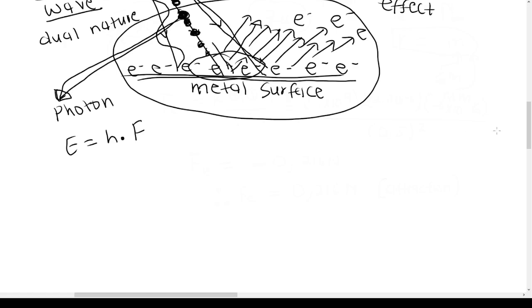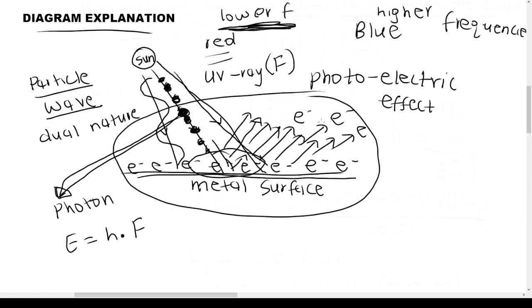So I'm saying that the reason why electrons move away from the metal surface when light of a certain frequency strikes the metal surface is simply because photons, the particle nature of light, will transfer their energy. The energy is transferred from the photons to the metal surface, and then the electrons of the metal surface start to be excited.